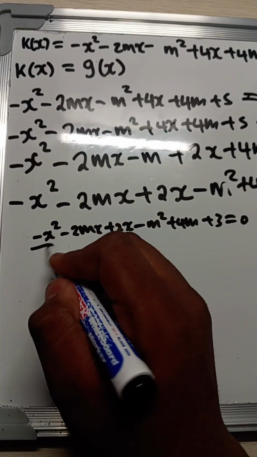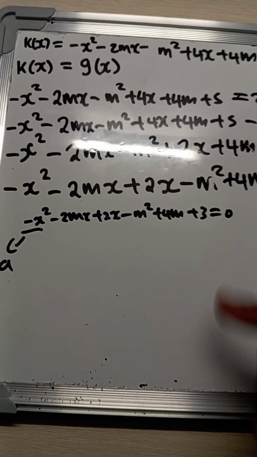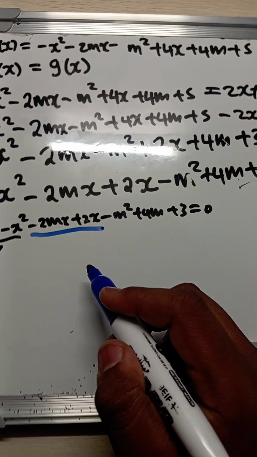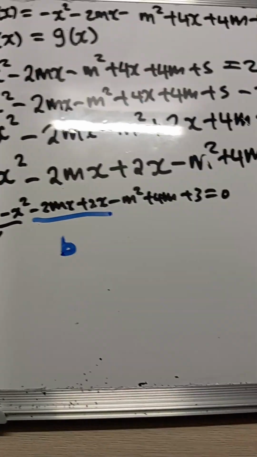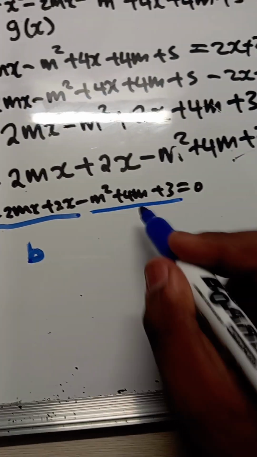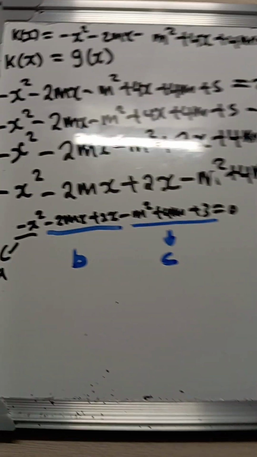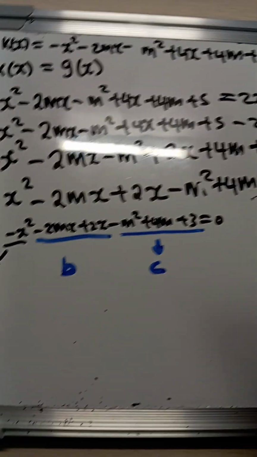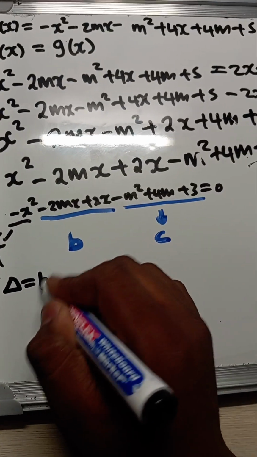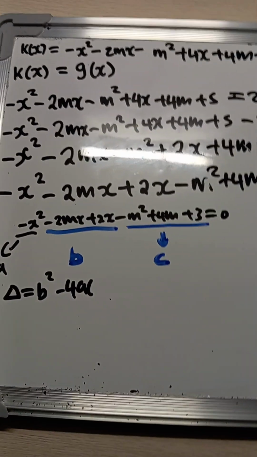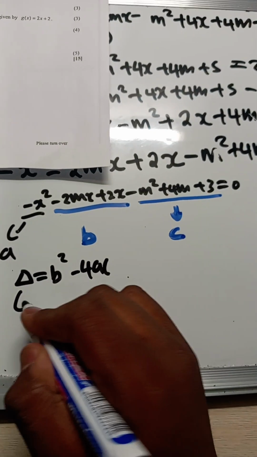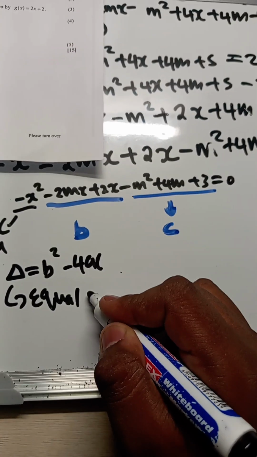So now, to label everything, I can see that this negative x squared is a. Okay? And then now, negative 2mx plus 2x, it is what? B. Then negative m squared plus 4m plus 3, it is what? C. So now, we are just going to use our what? Discriminant, which is that one of b squared minus 4ac. Interesting mathematics, right? So now, since I'm using that, I must use the one of equal roots.